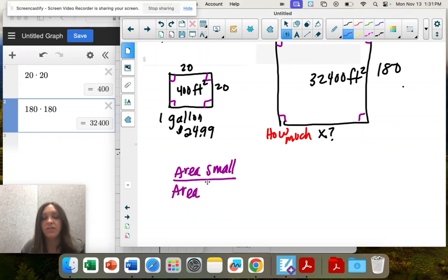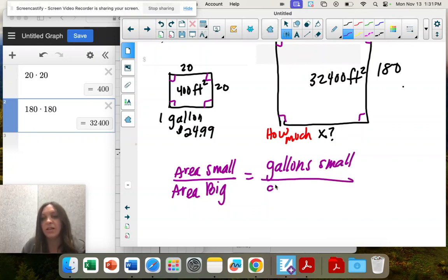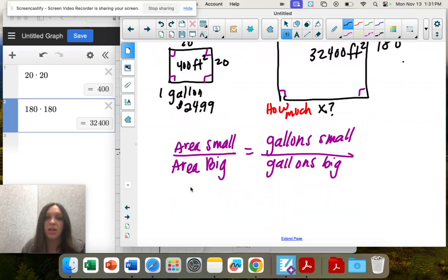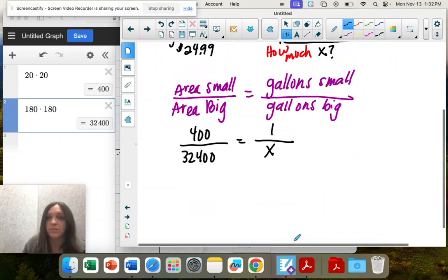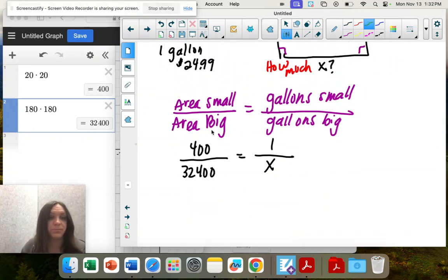So to get my ratio here, I'm going to take the area of the small room to the area of the big room, and then I'm going to take gallons of paint needed for the small room to gallons of paint needed for the big room. And once we know the gallons, we're going to be able to find the cost. So let's fill in what we know. The area of the small room is 400. The area of the big room is 32,400. We only needed 1 gallon for the small room. How many gallons do we need for the big room? And that's our setup. That's it.